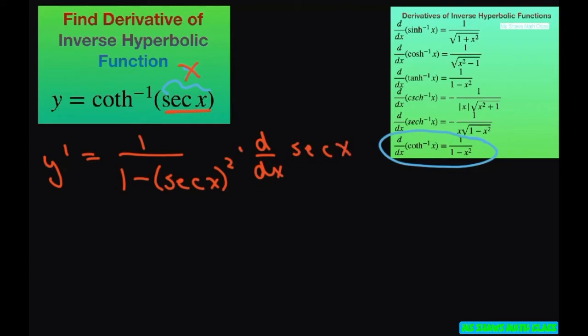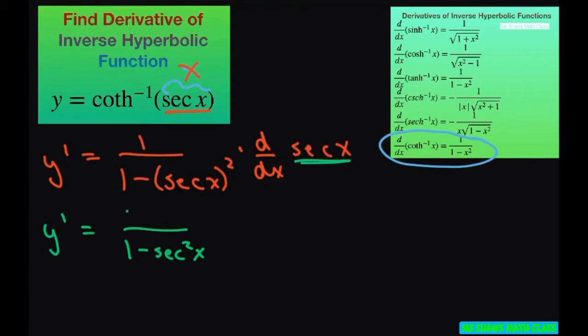Y prime equals 1 divided by 1 minus our x squared. Our x happens to be secant, so secant x squared. And then we have to differentiate with respect to x our secant of x. So when you simplify this, we get y prime equals 1 divided by 1 minus secant squared of x. All right, and then we have the derivative of secant, which is going to be secant x times tan x.